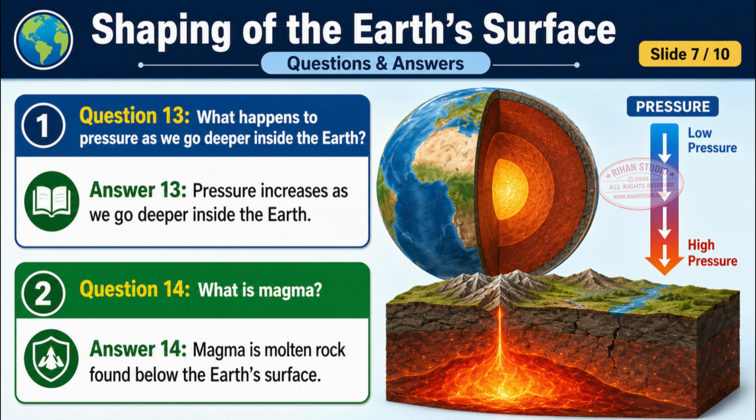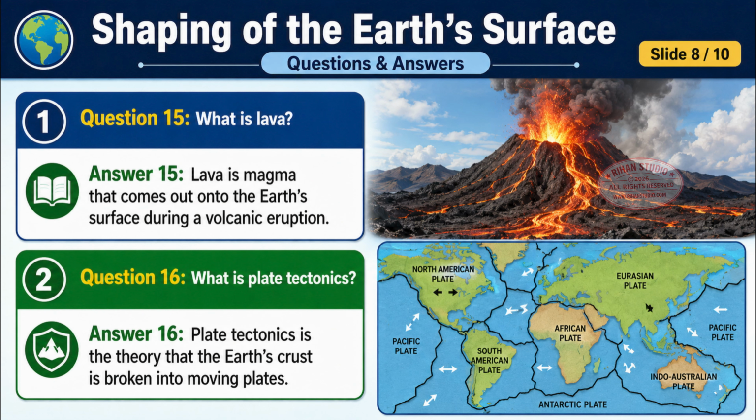Question 13. What happens to pressure as we go deeper inside the Earth? Answer 13. Pressure increases as we go deeper inside the Earth. Question 14. What is magma? Answer 14. Magma is molten rock found below the Earth's surface.